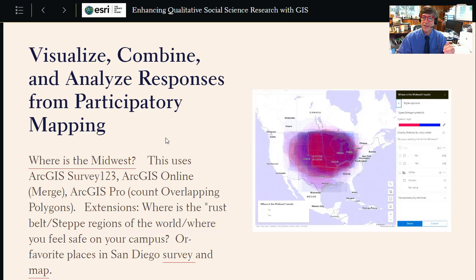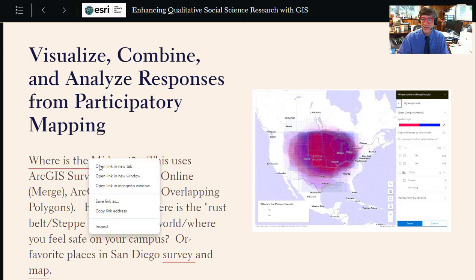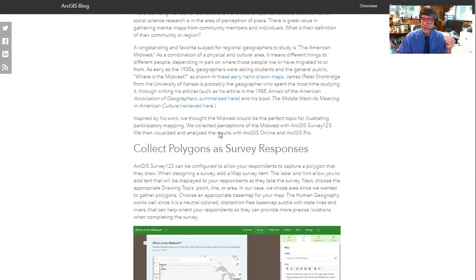Combining visualizing and analyzing responses for participatory mapping. So my colleague, Diana Lavery, and I created this favorite places in San Diego. Sorry, we created the Where's the Midwest survey. So where is the Midwest? And we wrote results about that. What do you think is the American Midwest?